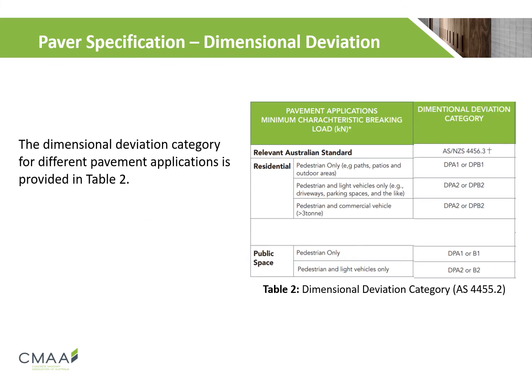Australian New Zealand Standard 4455.2 specifies the allowable dimensional deviation for various pavement applications. An excerpt from this standard is provided in Table 2. As mentioned previously, we are using a public space pavement subjected to light vehicle loadings. Hence, a DPA2 or B2 dimensional deviation is required. This would be tested using Australian New Zealand Standard 4456.3.